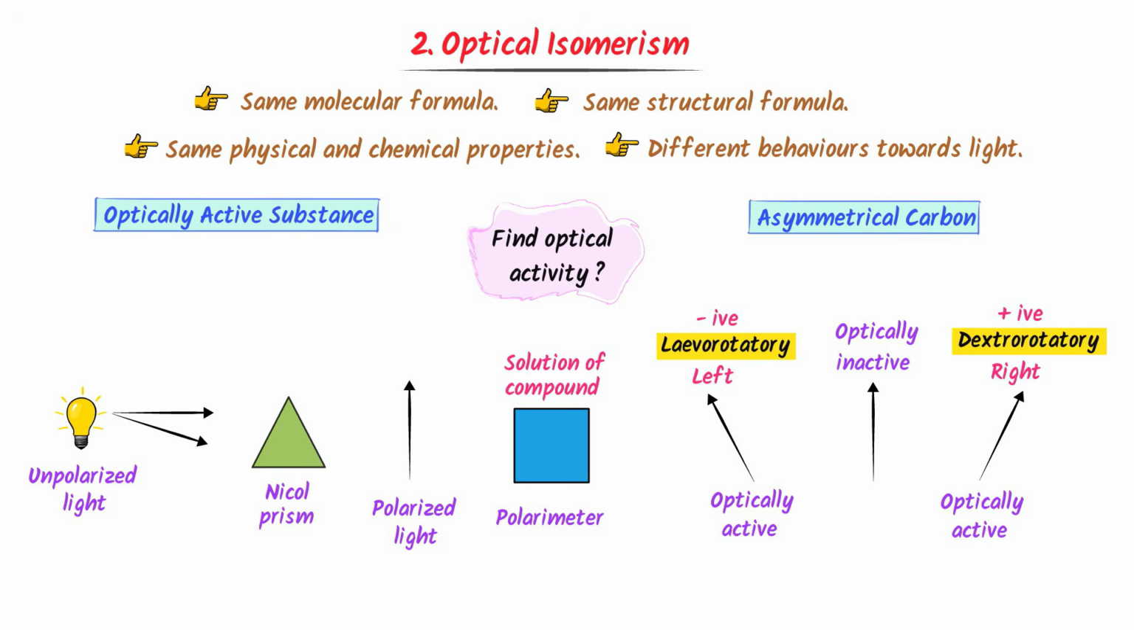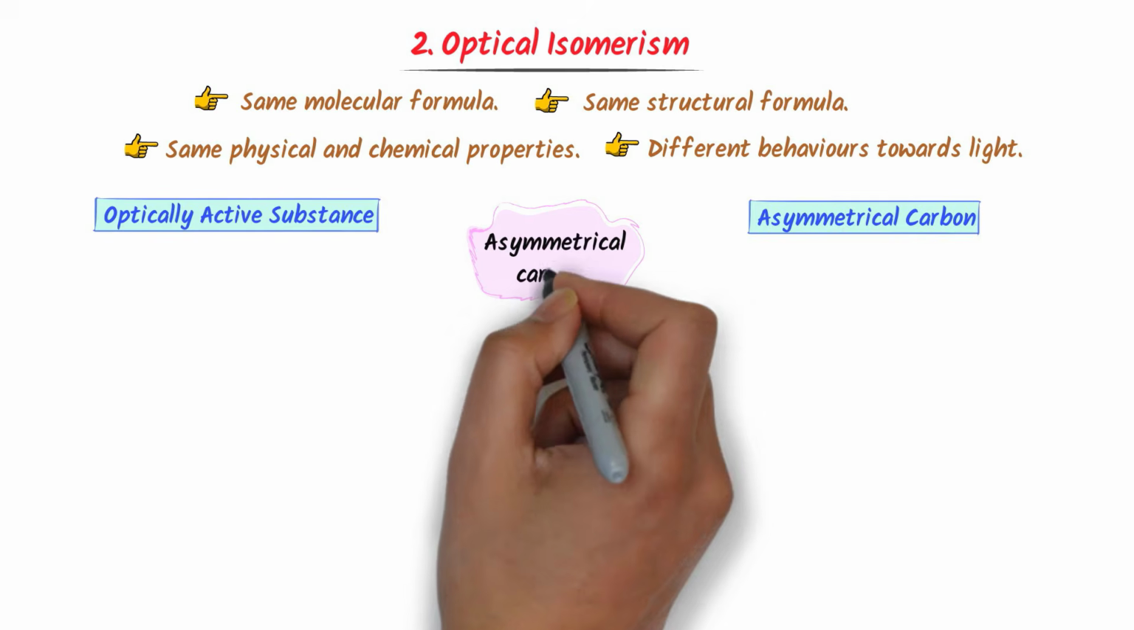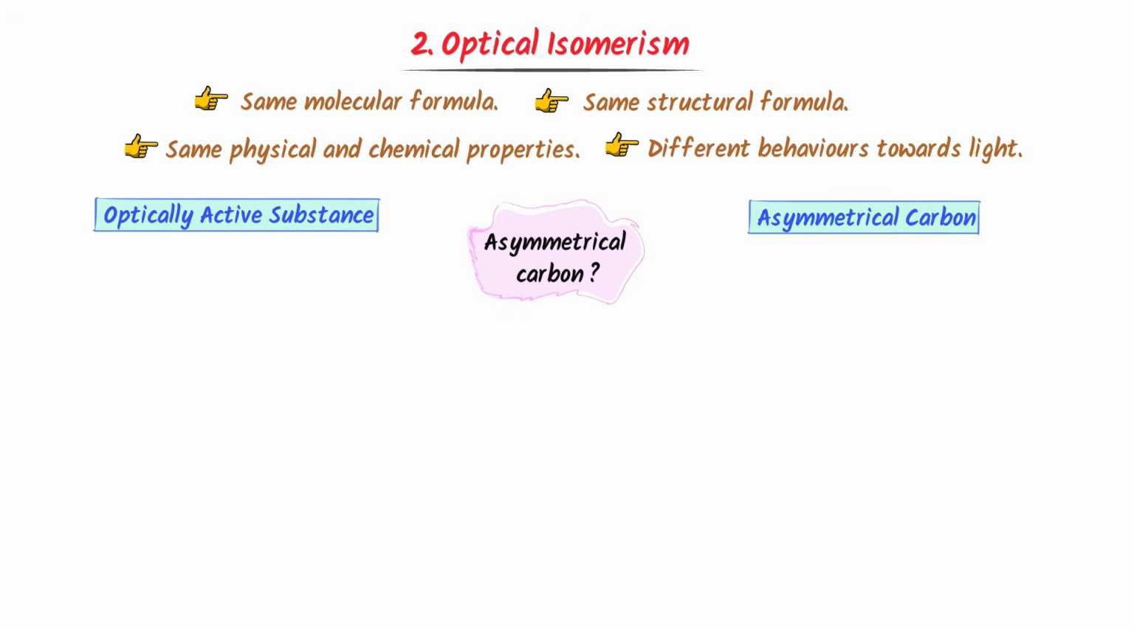Now we will learn the second condition for optical isomerism, which is asymmetrical carbon. Firstly, we will learn asymmetrical compounds. For example, consider these compounds.